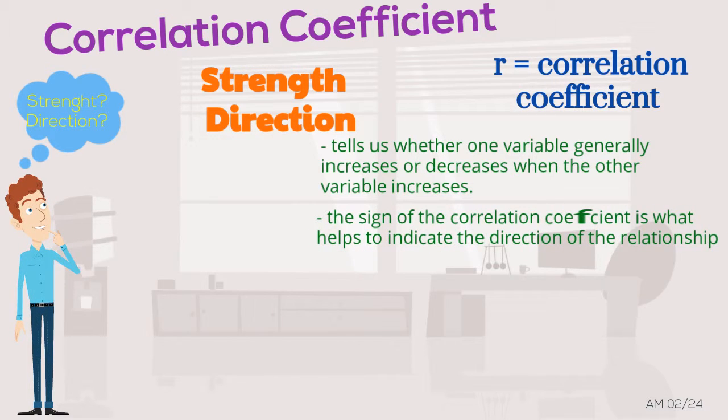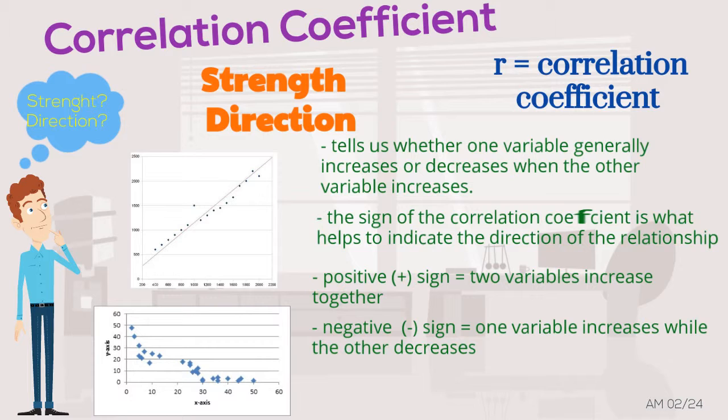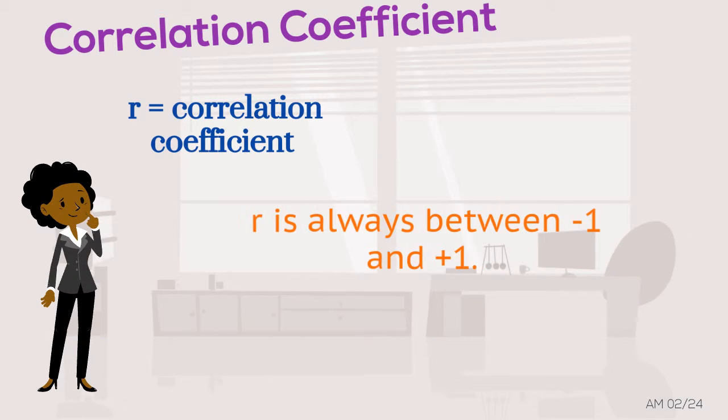The sign of the correlation coefficient is what indicates the direction of the relationship. If there is a positive sign, that means that the two variables increase together. A negative sign means that one variable increases while the other decreases. Now that we understand what strength and direction is, we can now understand that the correlation coefficient is always between -1 and +1. Let's look at two examples.